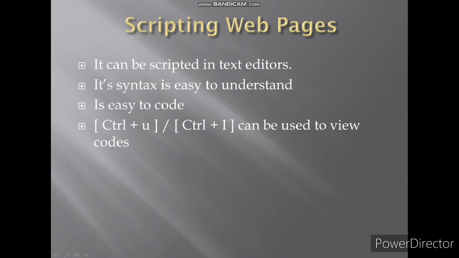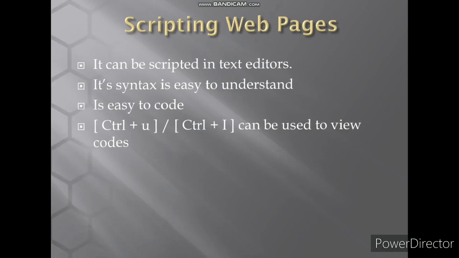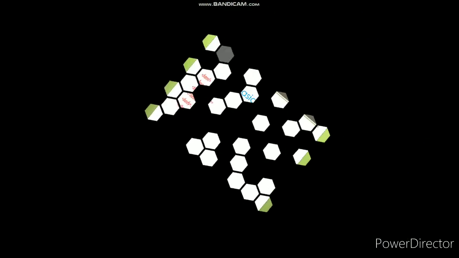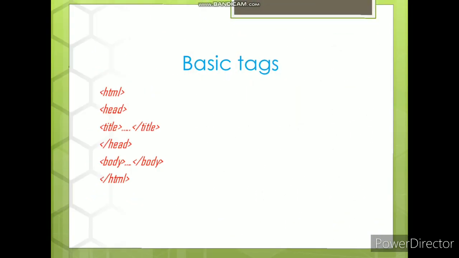Now next, scripting web pages. You will know about it very soon in my next video, like how to script it and many more like that. Running codes: CTRL plus U or CTRL plus I is used to view the codes. Like you open any web page, and if you press CTRL plus I or right click there and go to inspect or view source code, you will see the document's main part.